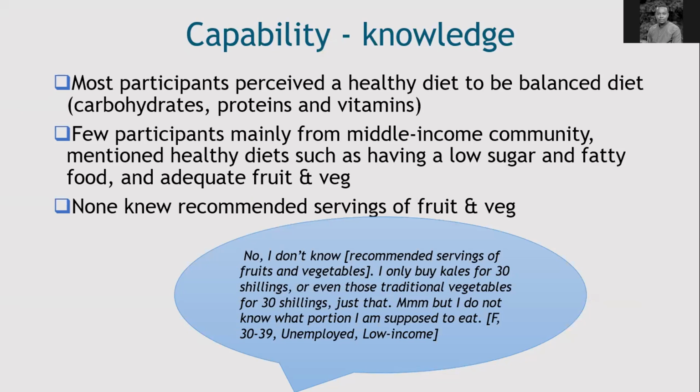So one of the participants from the low income community says, "No, I don't know," referring to the recommended servings of fruit and vegetables. "I only buy kales for 30 shillings, or even those traditional vegetables for 30 shillings. Just that I don't know what portion I'm supposed to eat."